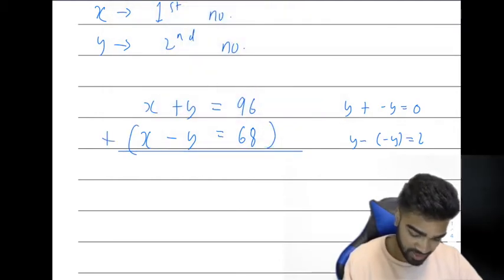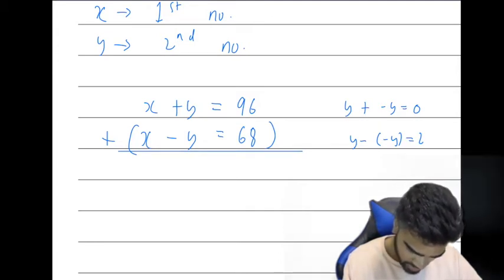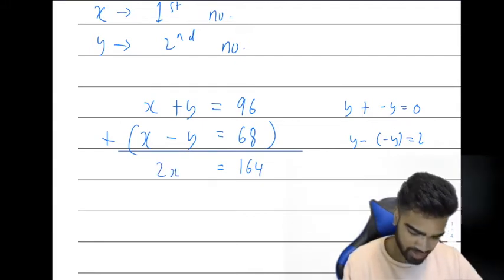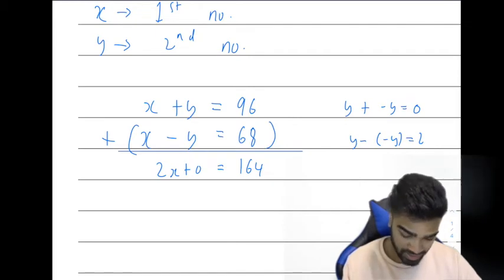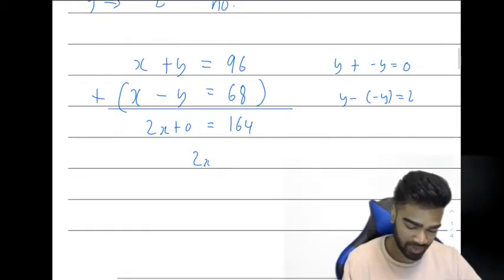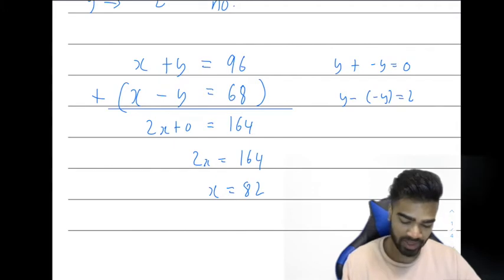So 96 plus 68, that's a big number, is 164, and that equals 2x, because x plus x is 2x, plus 0. So you have 2x is equal to 164, guys. What is x equal to? Divide both sides by 2, x is equal to 82.